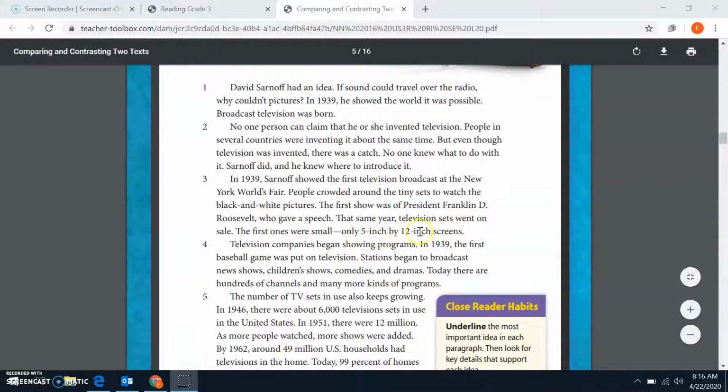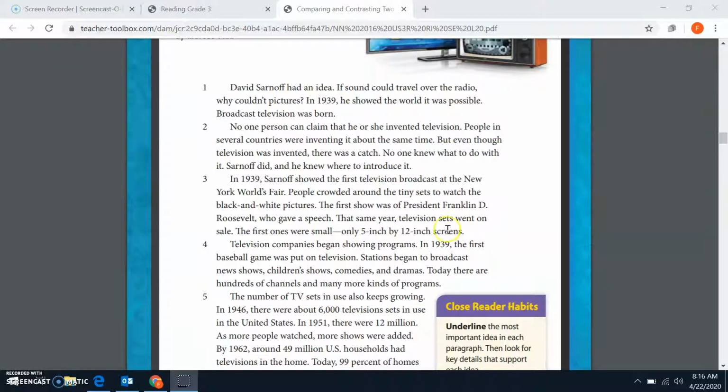So guys, 5-inch by 12-inch is smaller than a piece of paper, okay?